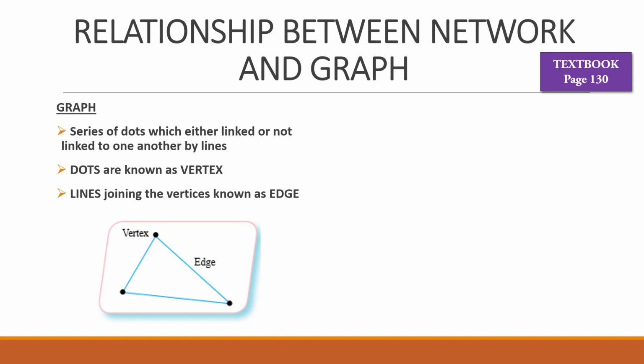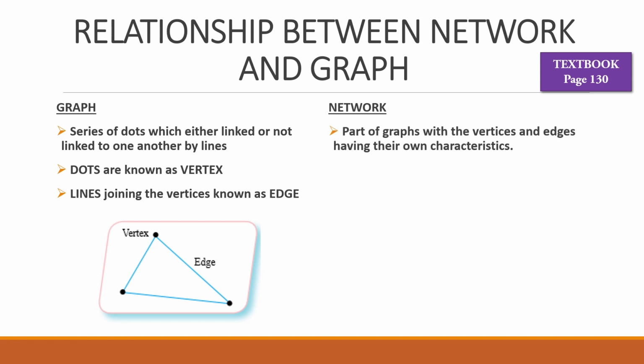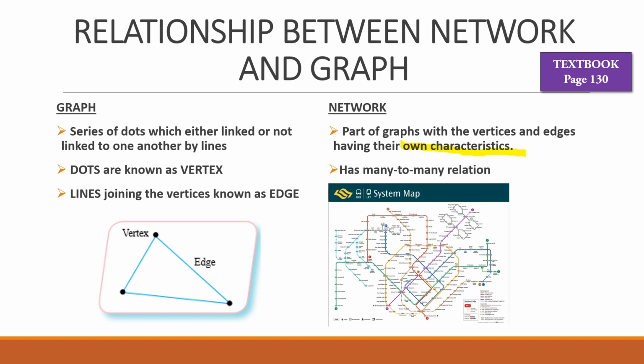Okay, so now what is network? Network is actually part of graphs, with the vertices and edges having their own characteristics. So here the keyword is own characteristics. Networks have their own characteristics, and it is actually a many-to-many relation. And these are examples of network, as you can see in the small pictures here.